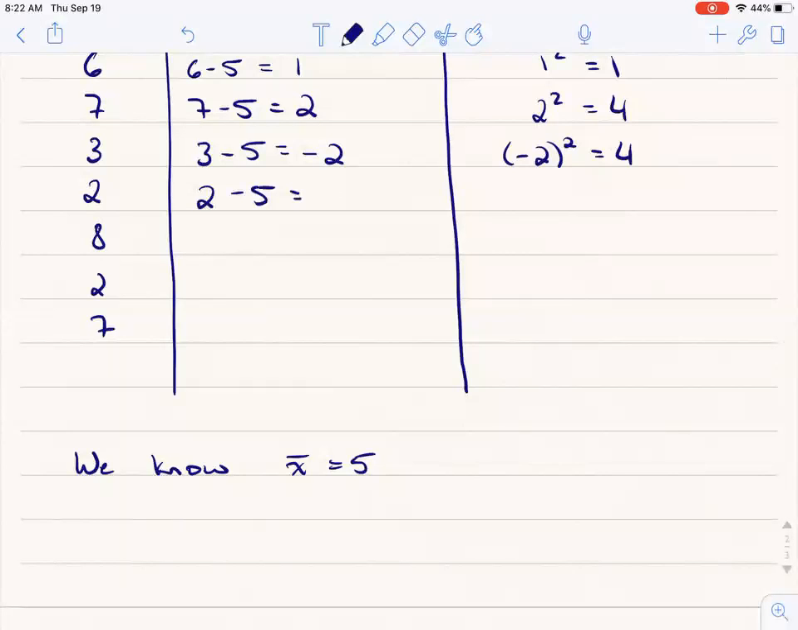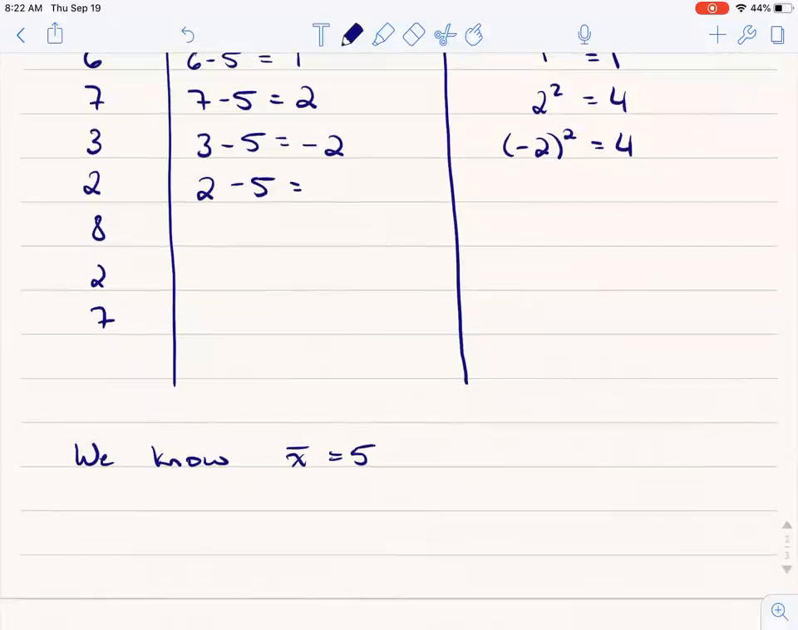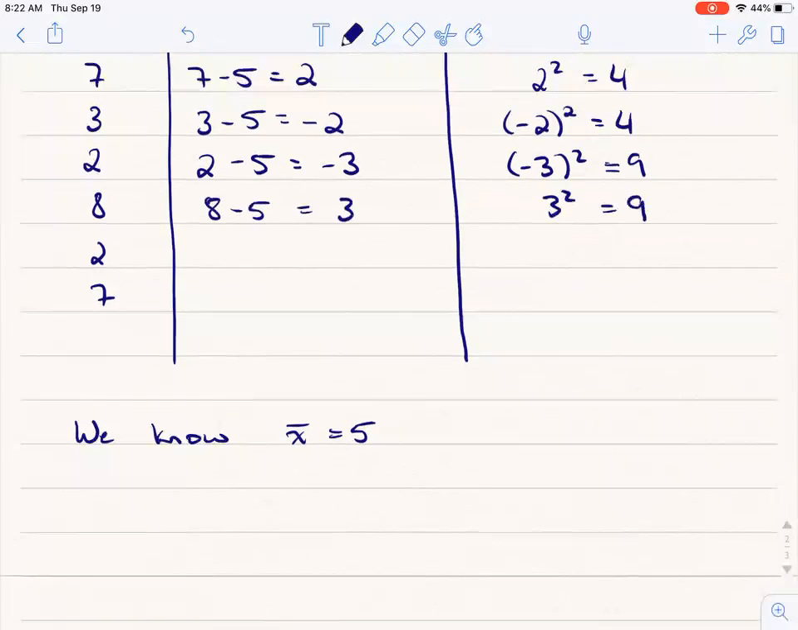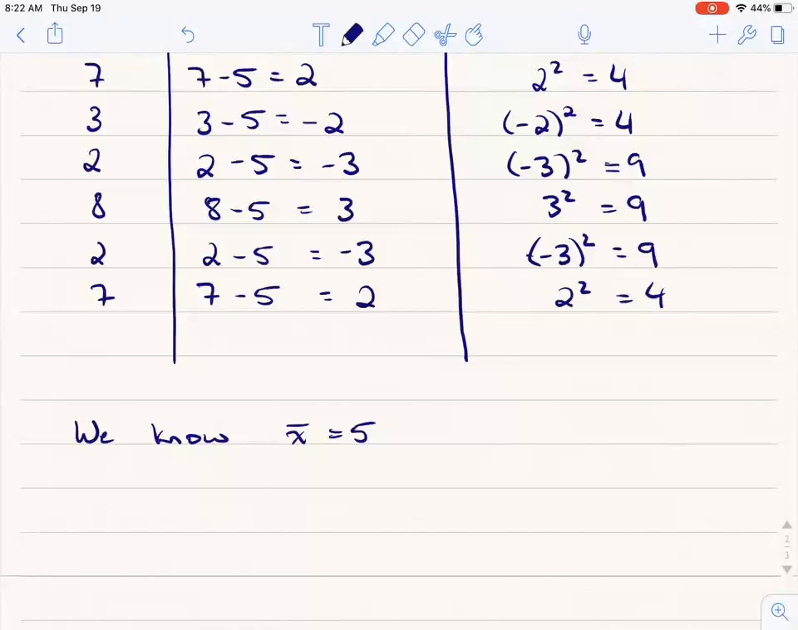2 minus 5, negative 3, negative 3 squared is 9. 8 minus 5 is 3, 3 squared is 9. 2 minus 5, negative 3, maybe I didn't need my calculator, 9. 7 minus 5 is 2, 2 squared is 4.